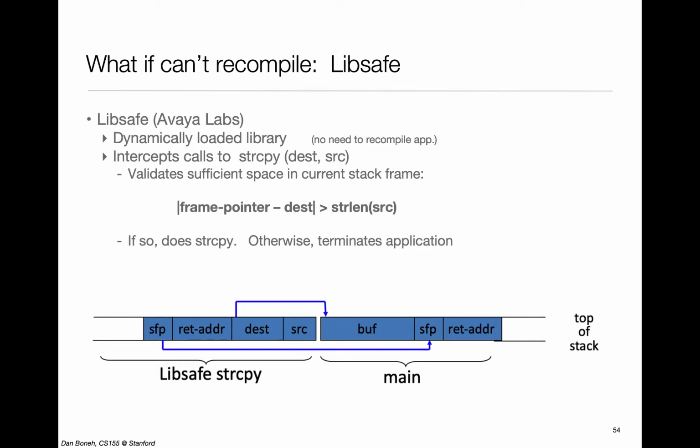So one solution was libsafe, which focused on dynamically loaded libraries, and the key intuition here is that they would intercept calls to strcpy. So you'd intercept these vulnerable functions, and it would validate that there is sufficient space in the current stack frame. If this property is true, then it does a strcpy. Otherwise, it terminates the application. So this was just an example of how you can provide a wrapper that makes the vulnerable functions safe.